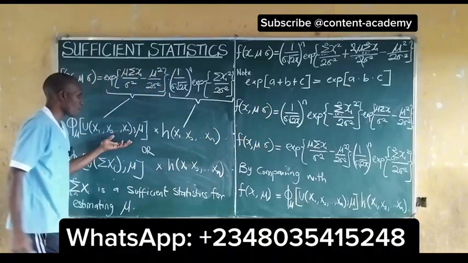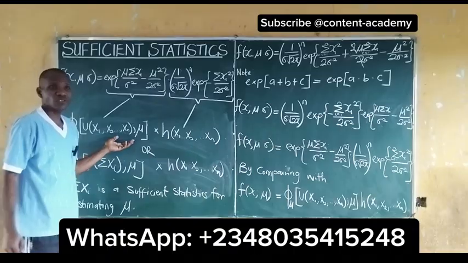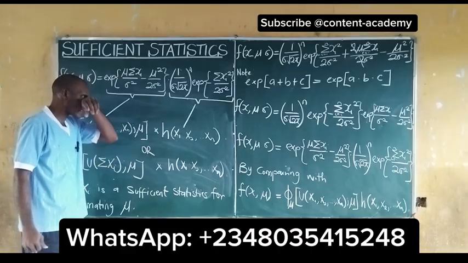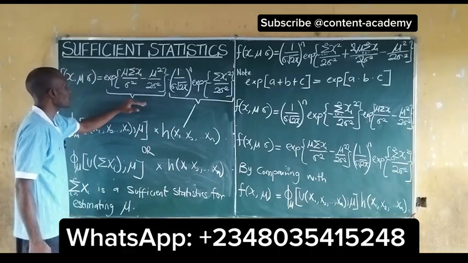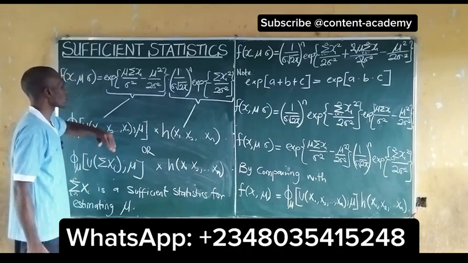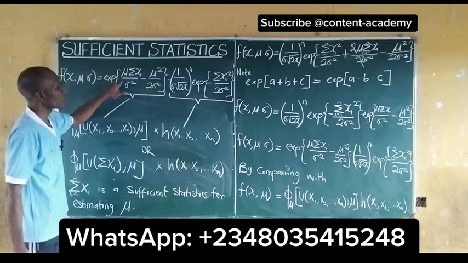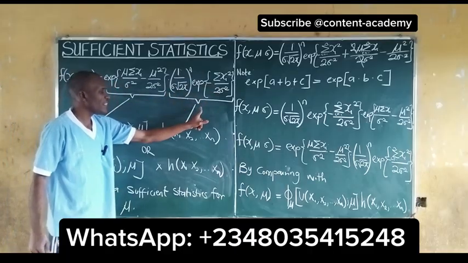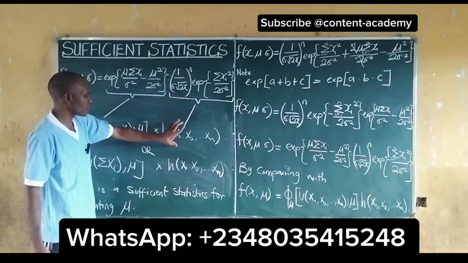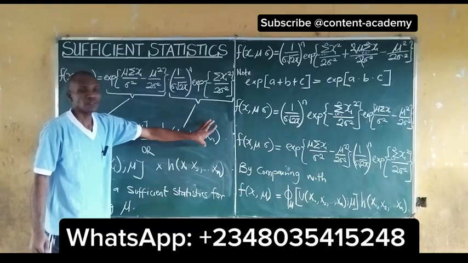Yes, we have to compare it with the factorization theorem, what it states about sufficient statistics. We have succeeded in putting these things into 2 different components. Of course, this component depends on mu. And if you watch here, you won't find any mu in this one. So this component depends only on x.